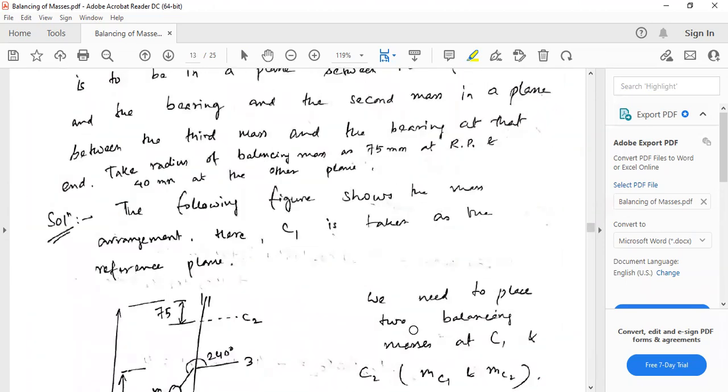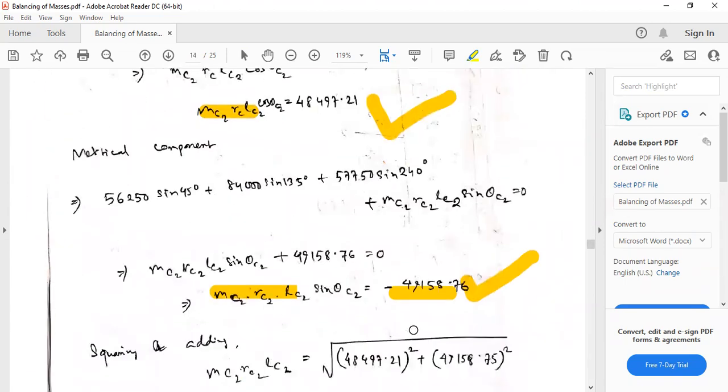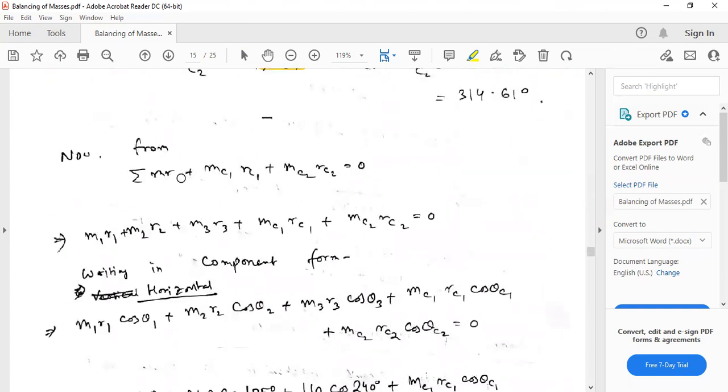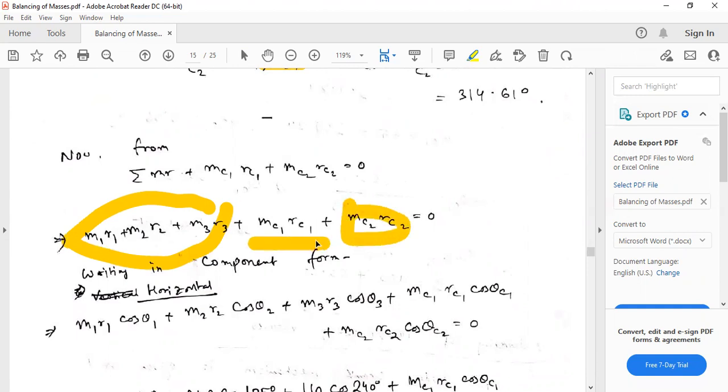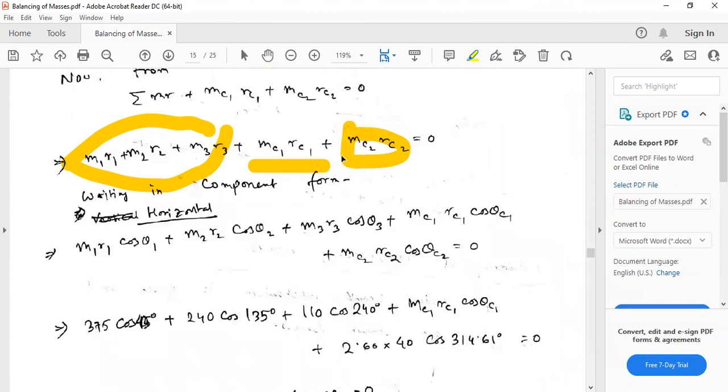In this case, we don't write the lengths. We just write the values of M and R. So M1 R1 plus M2 R2 plus M3 R3 plus MC1 RC1 plus MC2 RC2. This whole thing is known. This is known, this is known. What is unknown? MC1 and RC1. This is the only unknown. So first of all, we need to find out their components.